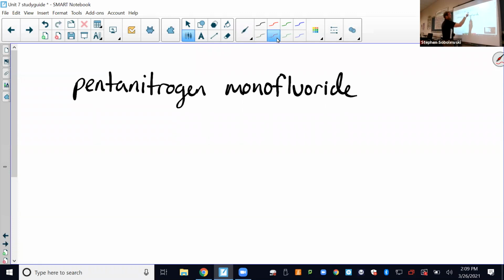Pentanitrogen means 5 nitrogens, N5. Monofluoride means 1 fluoride. Now, we don't write ones, but we just write F. That's it. So remember, when it comes to 1 or mono, if the first element has 1, you don't write mono. Well, you wouldn't see mono. If the second one has 1, you would.